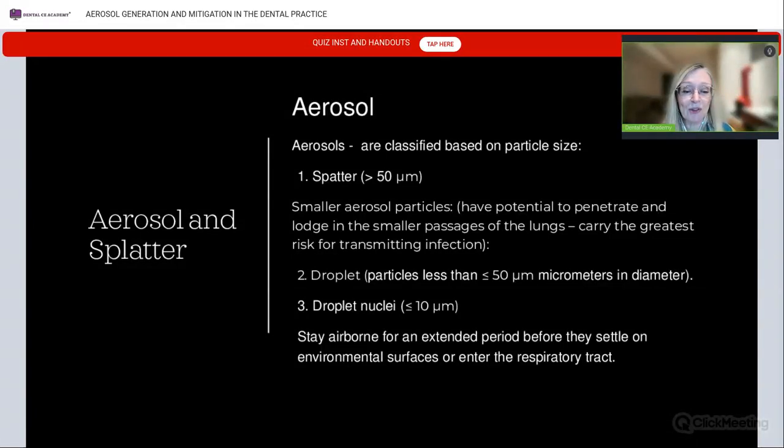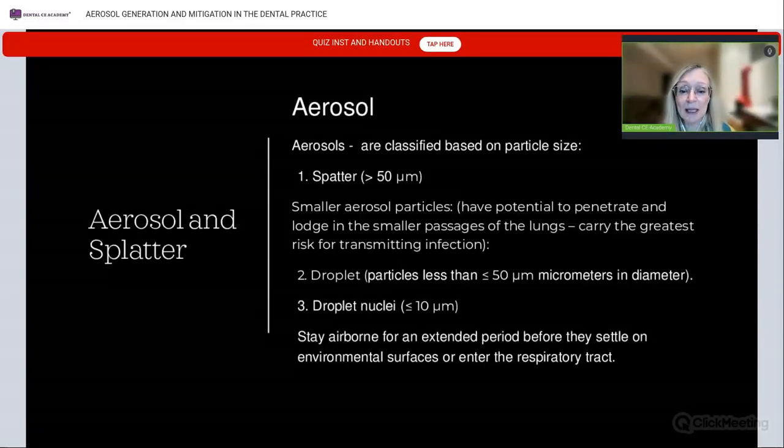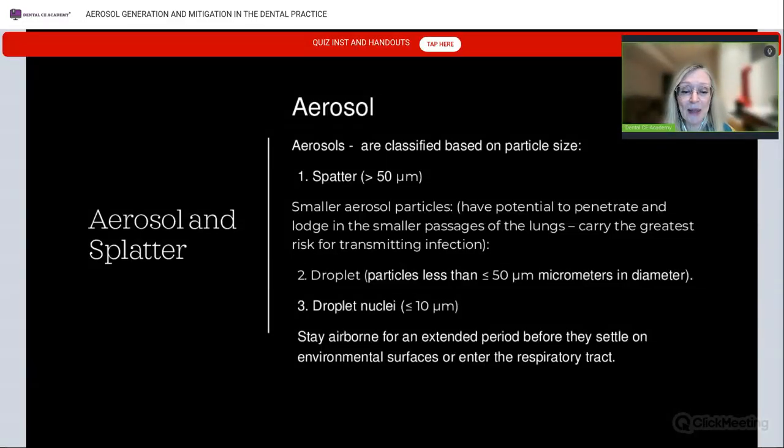Now, droplets are less than or equal to 50 microns. So that would be the next size down, if you will, in diameter. And that makes them fairly light in mass. So they're going to hang around in the air currents in your dental practice for up to hours, sometimes indefinitely, until they land somewhere as well, maybe on another surface, etc., in your hair. Maybe you might inhale it.